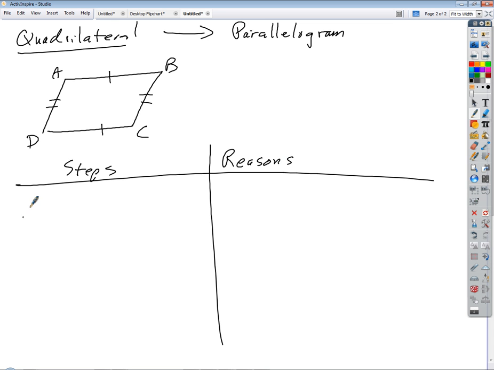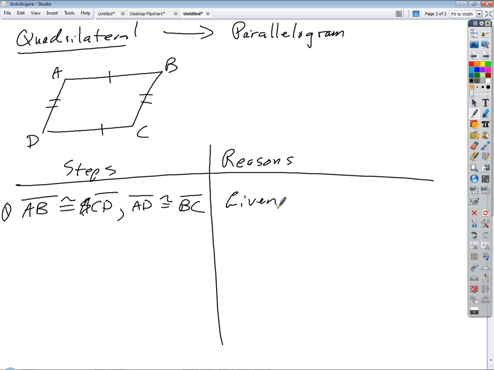So we could say side AB is congruent to side CD. And side AD is congruent to side BC. Okay, and our reason for that? Given. Suggestions?